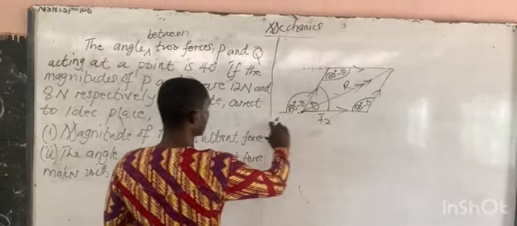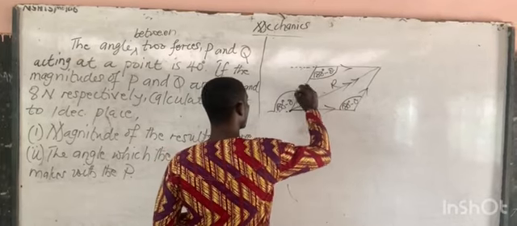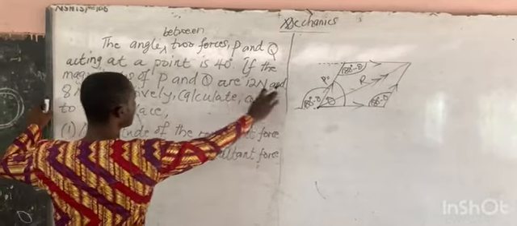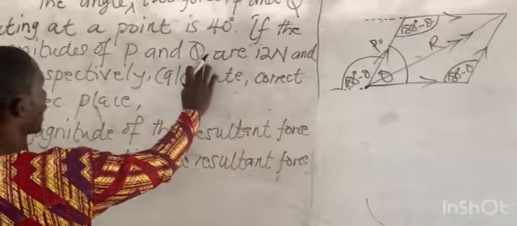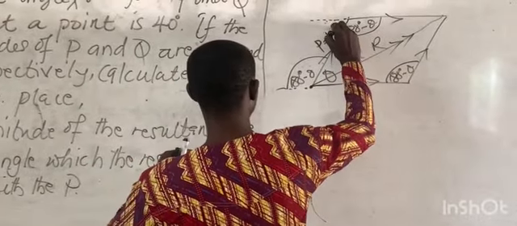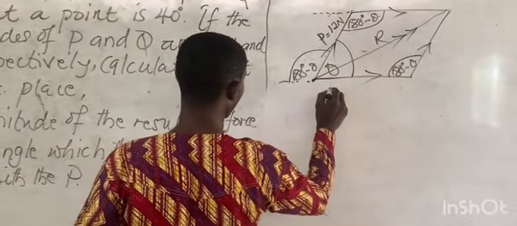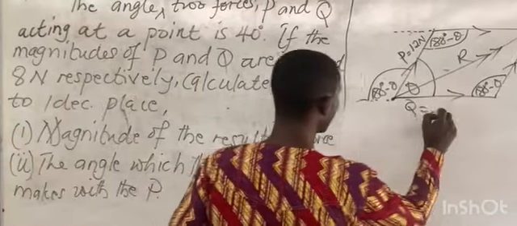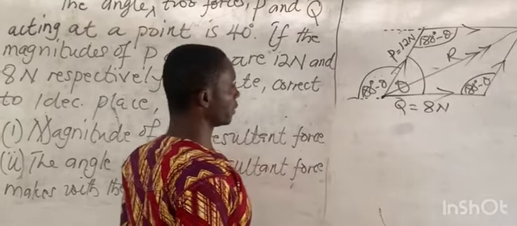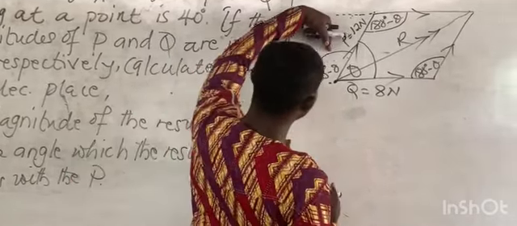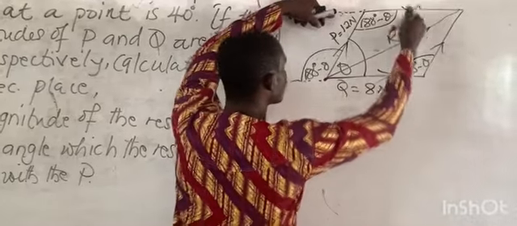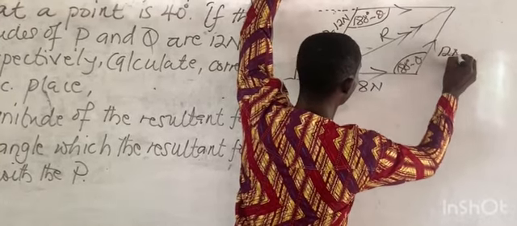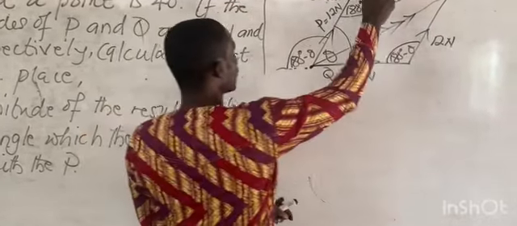Now, if here is P, P and Q are 12 newtons, so this is 12 newtons, and then Q is 8 newtons. You see that? This side is also equal to this side. If this side is parallel to this, here is also 12 newtons, and the top here is also 8 newtons.